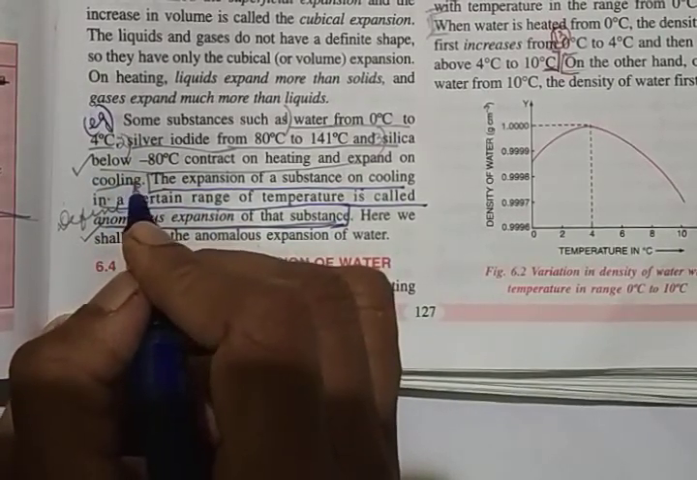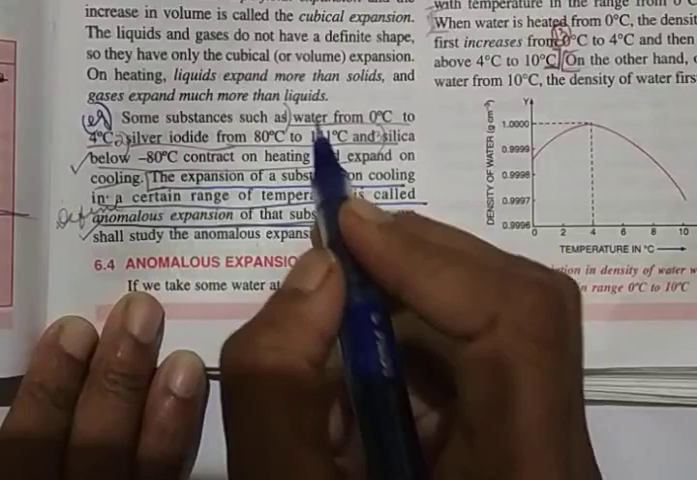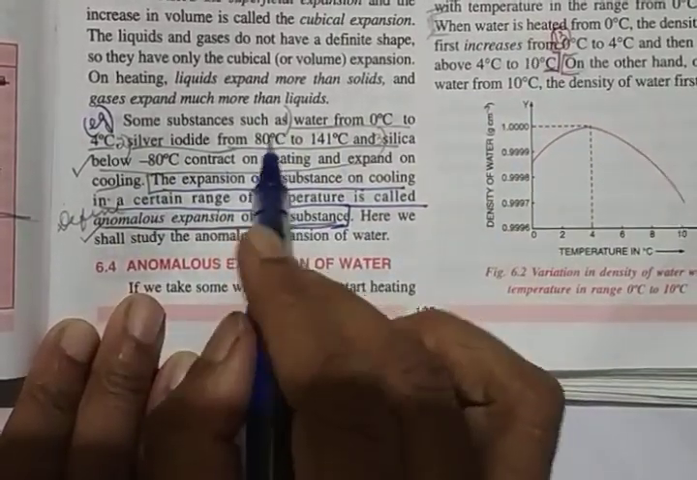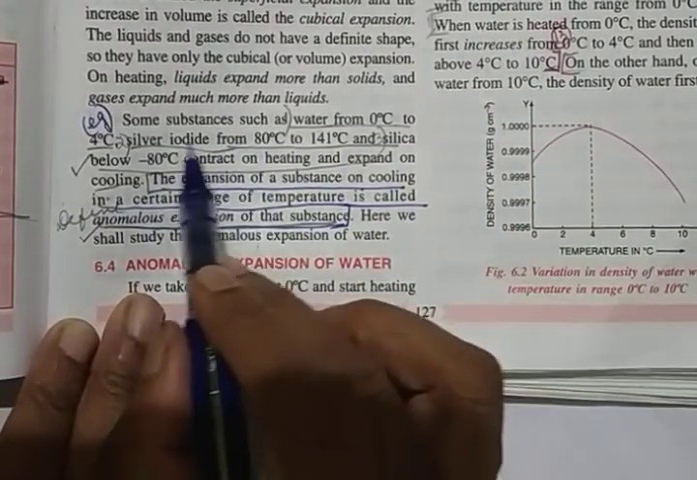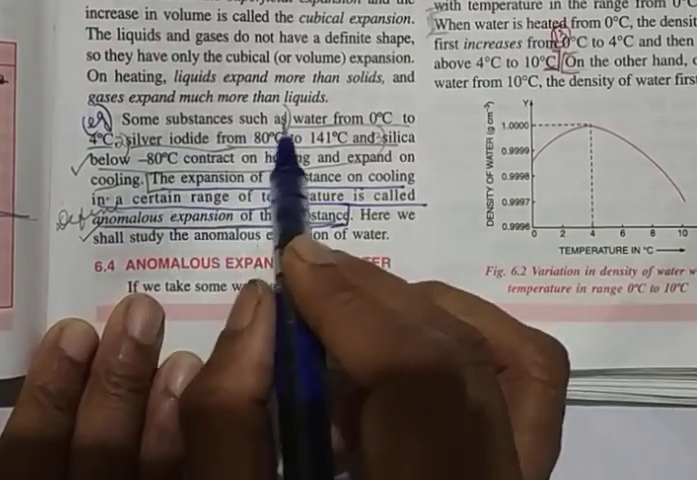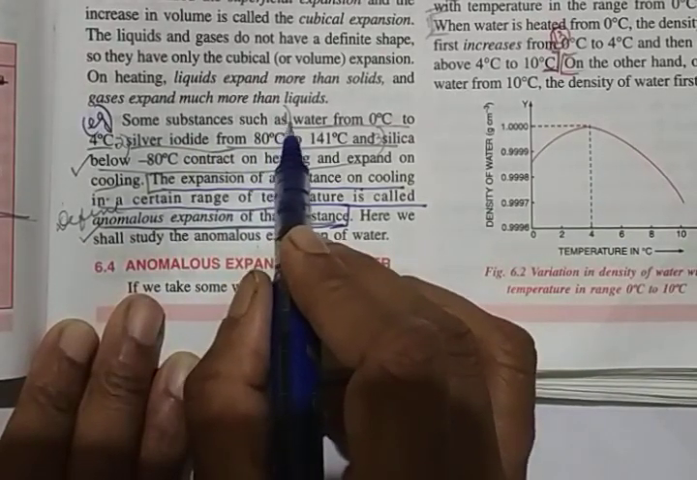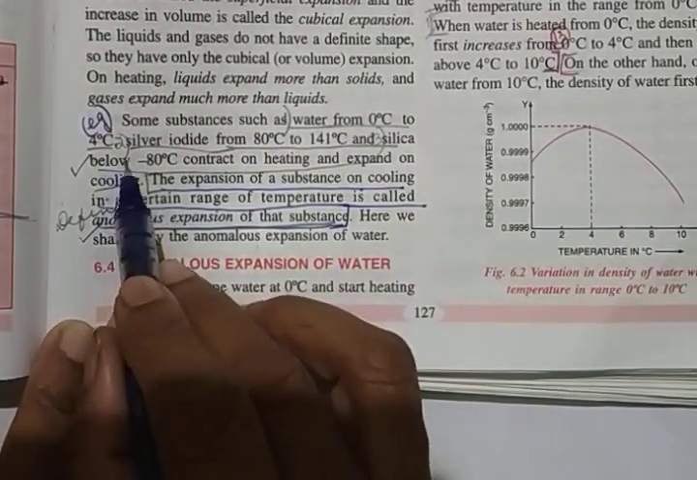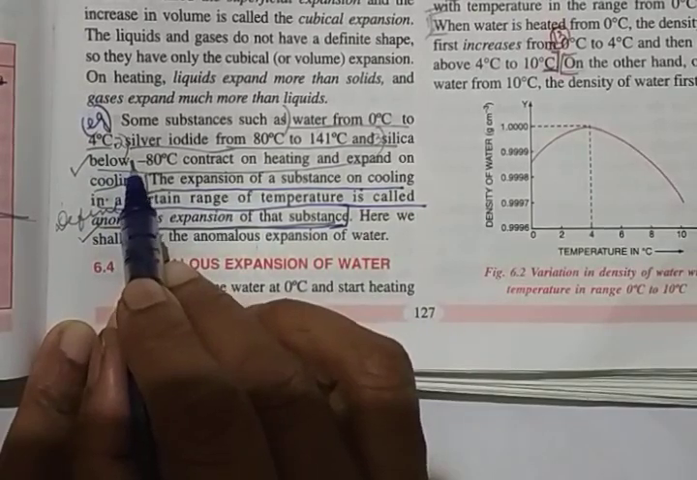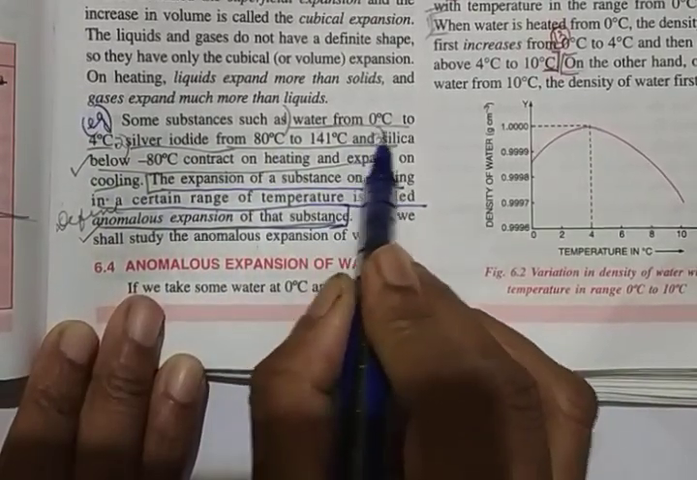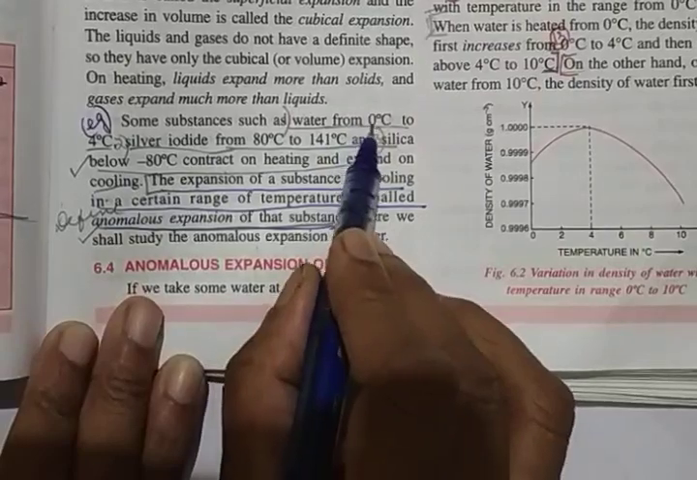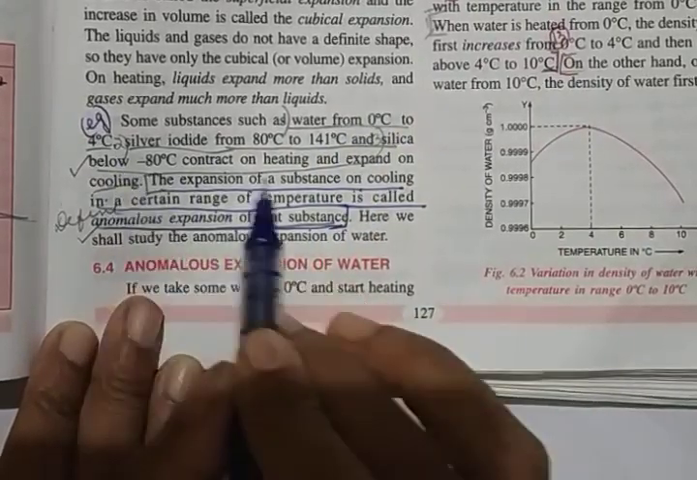Not everything shows it. So, it's important to remember the 3 examples given in your book. I want you to remember all the 3. It is asked in tests sometimes. First example, water from 0 degree to 4 degree. Not in all temperature range, only from 0 to 4. So, it's important to mention the temperature also.